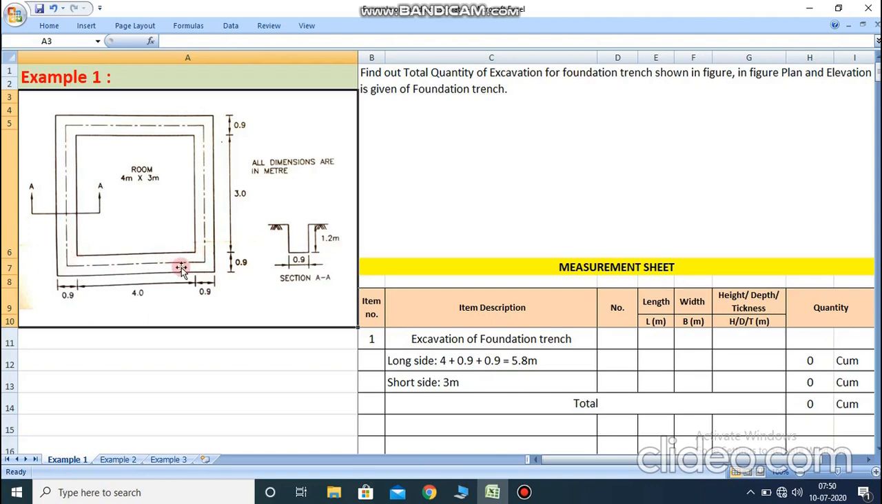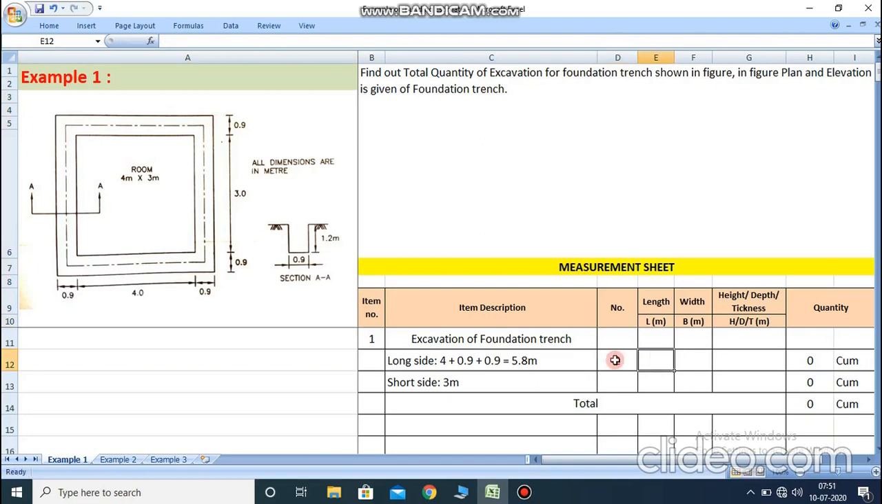meaning from this point to this point 4 meter dimension is given, and 0.9 meter is another part. So we write 4 plus 0.9 plus 0.9, a total of 5.8 meter. Clear? In this type of wall we see exactly two walls. The first wall is here and the second wall is on the other side. So here we write the number of walls as 2. Length we already calculated as 5.8.